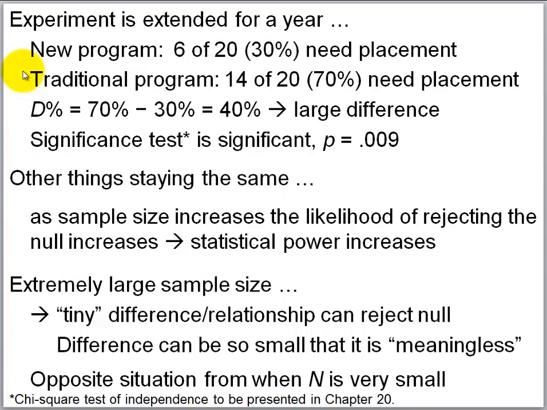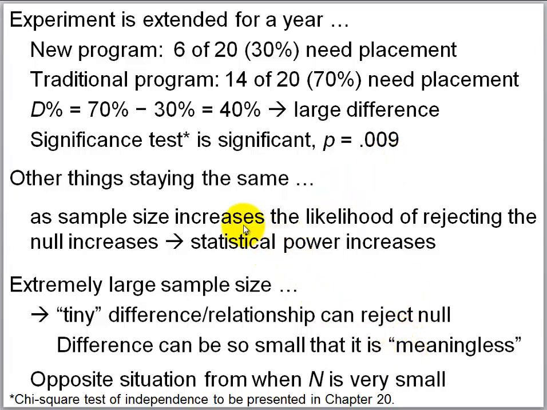Now then, suppose the program was extended for another year, and so now we're going to up our sample size to 20, and we're going to presume that we are getting the very same results in terms of percentages. So we have 70% versus 30% needing placement, and this is a large difference. Now, when we carry out the significance test, the study result is statistically significant. P equals 0.009. So now the probability that the very same difference is due to chance is lower. And so what's going on here?